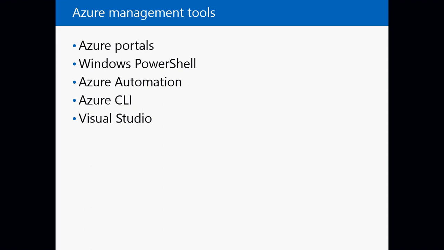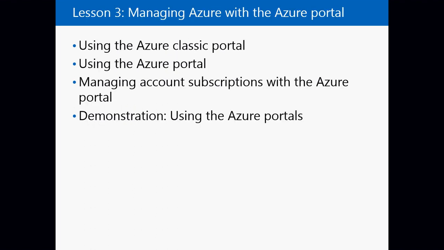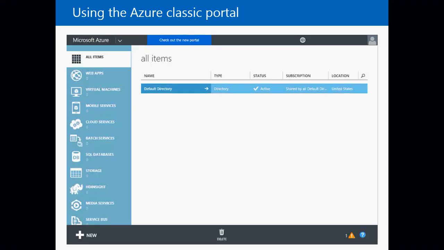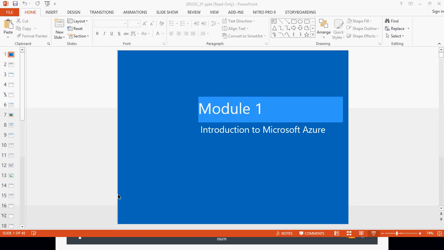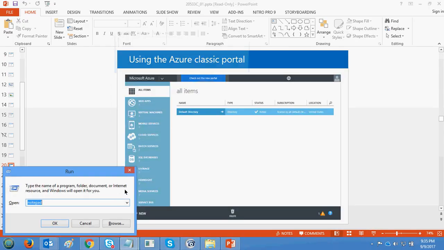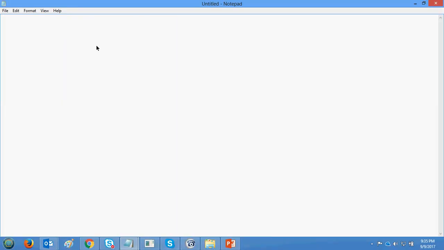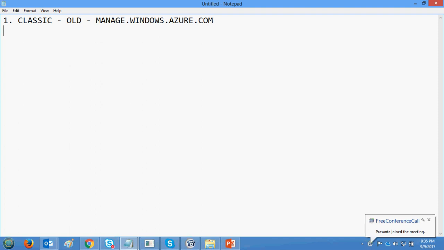So now, how do you manage Azure? There are three methods, three ways to manage Azure. One is the old portal. Let's talk about the difference. The old portal name is Classic, and the address is manage.windowsazure.com. Second is the new portal, or ARM, Azure Resource Manager.